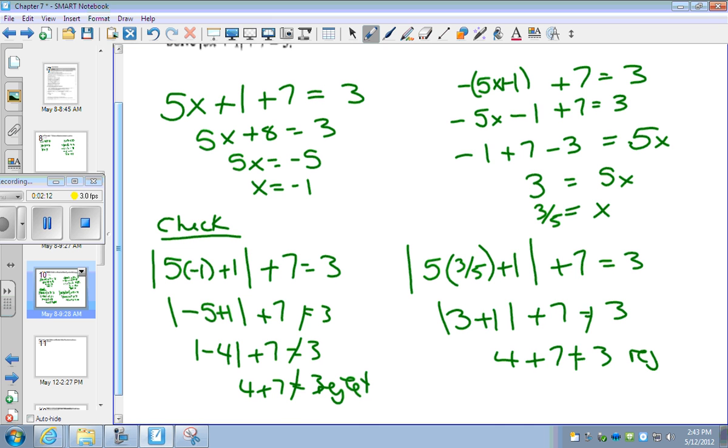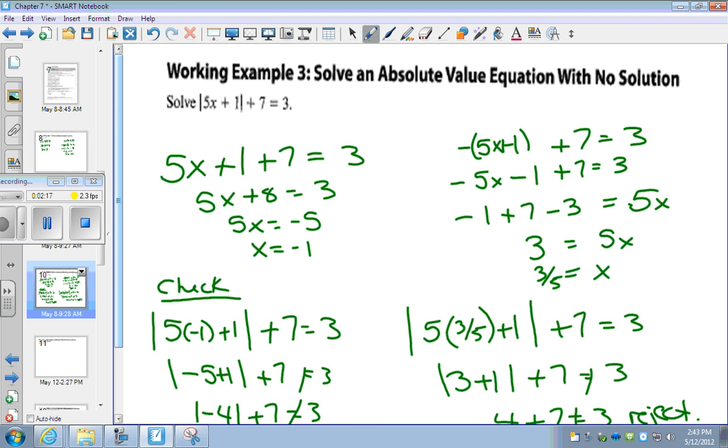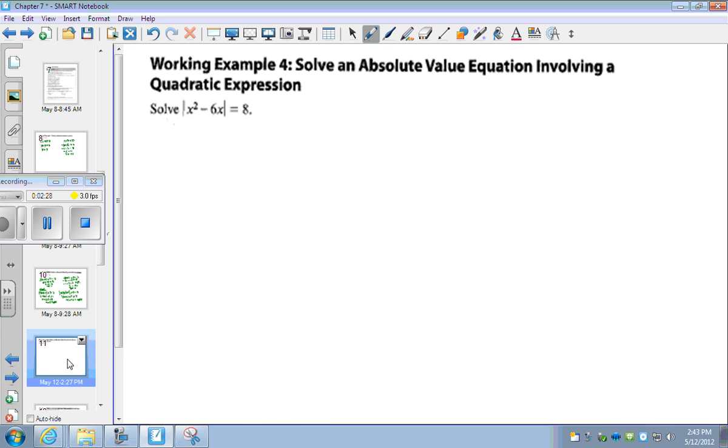Okay, right from the get-go, we should have had some intuition here, though. What this says is a positive number, because remember, an absolute value is always a positive number. A positive number added to 7 equals 3? Not even possible.